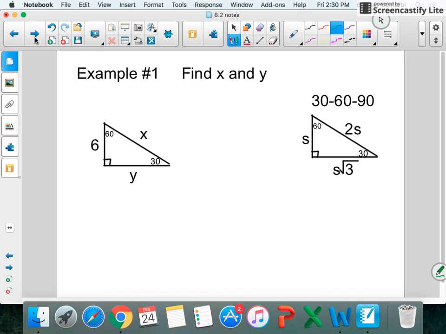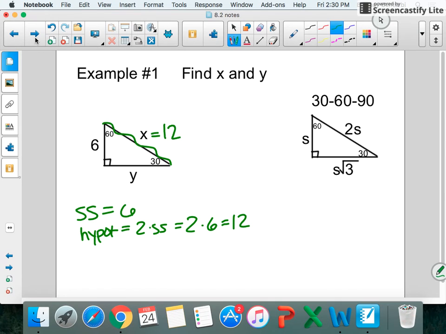So nice and easy if we're given the short side. Our short side is 6, and we are trying to figure out the hypotenuse. Well, we'll try to figure out x first. The hypotenuse is 2 times the short side. So I'm going to do 2 times 6, and that's going to give me 12. So x will equal 12. All you have to do is double the short side.